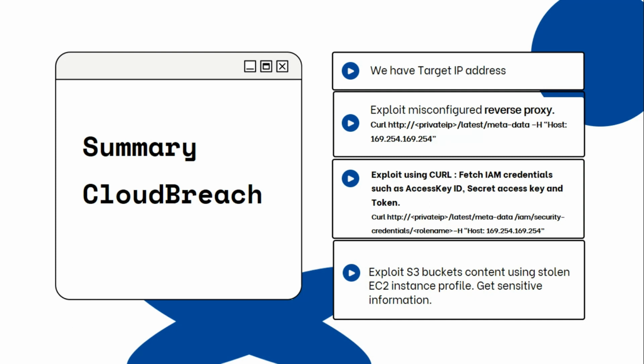Fourth, we listed the S3 buckets using the aws s3 ls command and given the profile name. And fifth, we copied the S3 bucket to our local machine using the sync command.